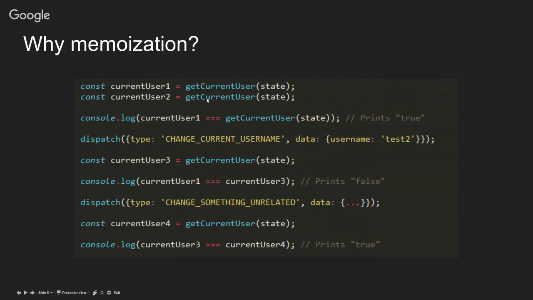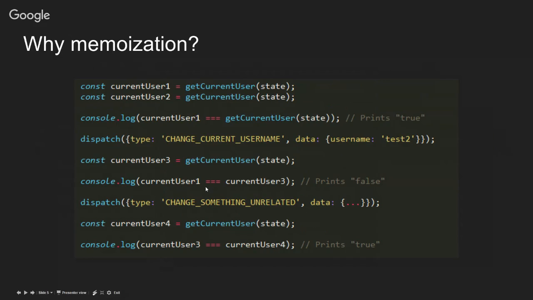So here you can see if you call get current user twice, it will return the exact same user object every time you call it. That should actually be current user too there, but whatever. Then if we use a Redux action to change some of the object and get the current user again, you'll see it's false this time.